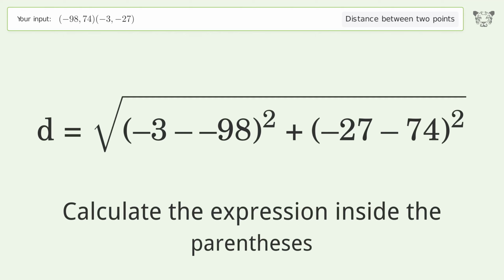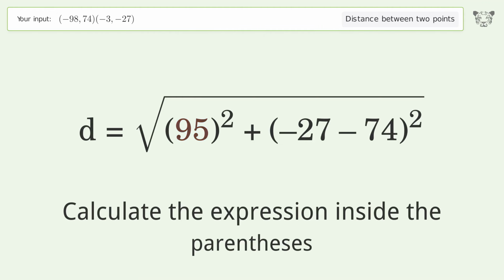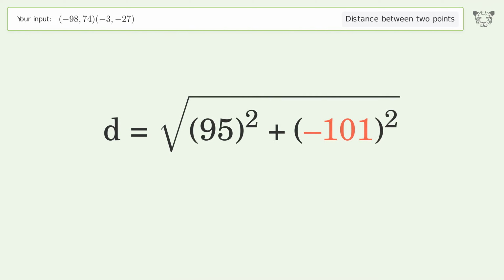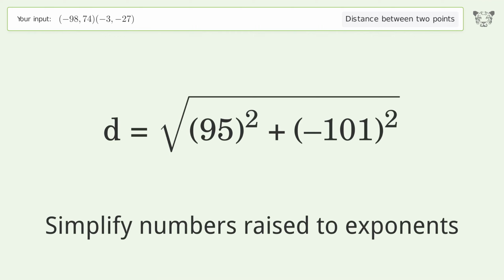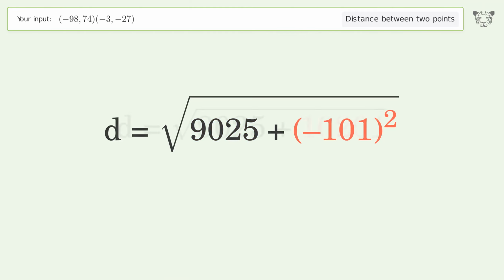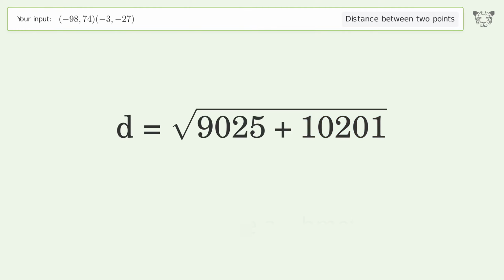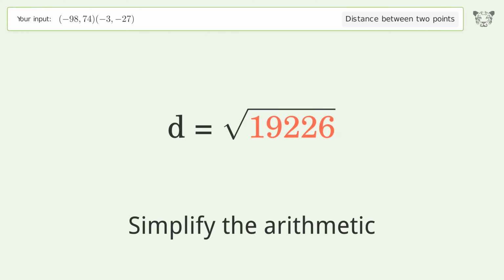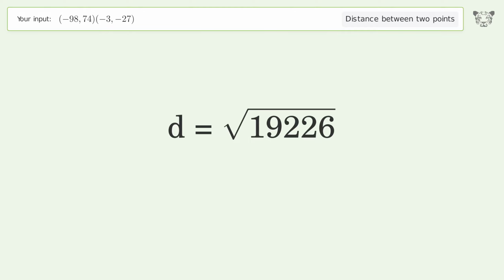Calculate the expression inside the parentheses. Simplify numbers raised to exponents. Simplify the arithmetic. And so the distance between the 2 points is the square root of 19,226, or 138.658.